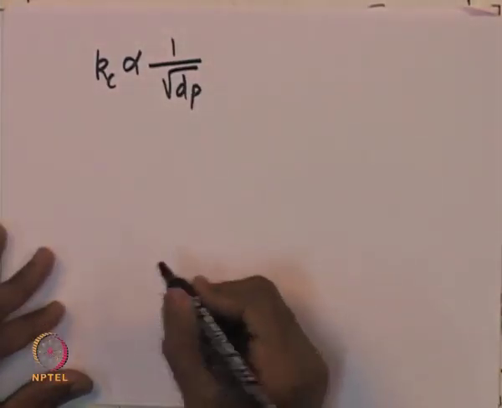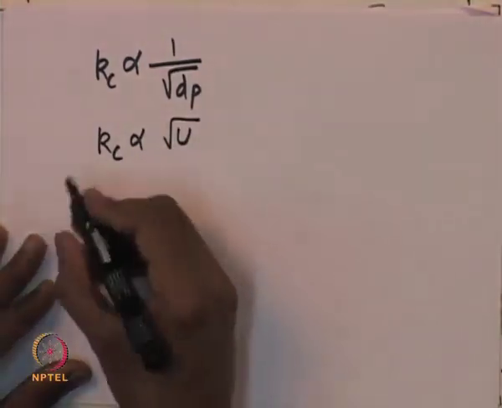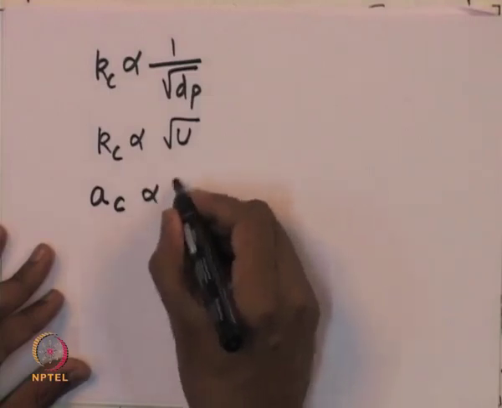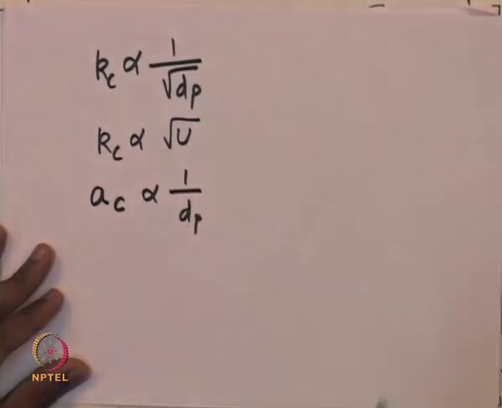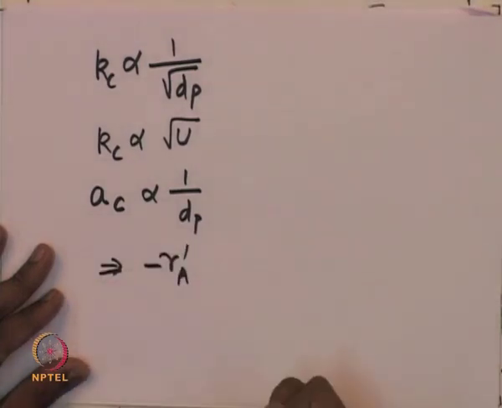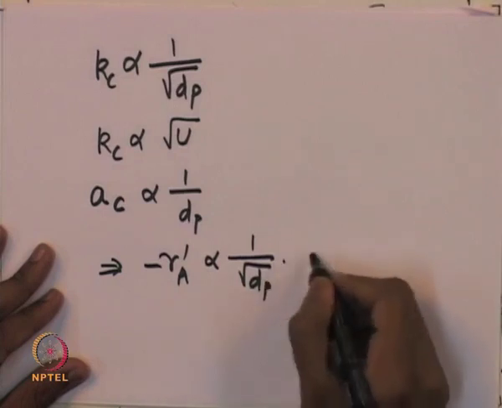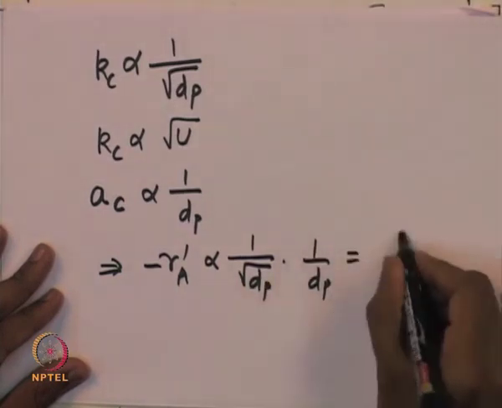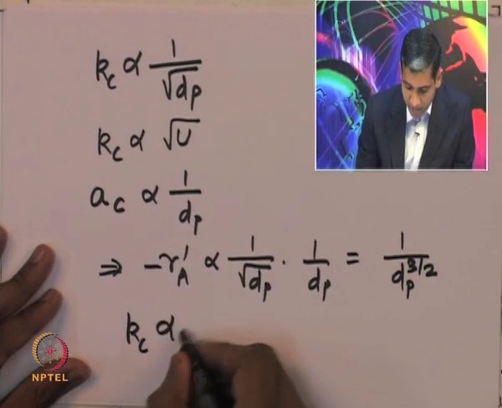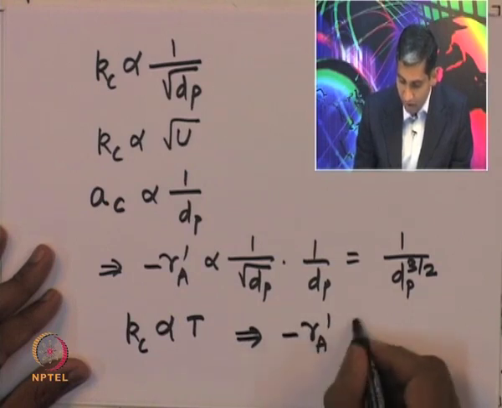In addition, the mass transport coefficient is proportional to the square root of the superficial velocity. The surface area per unit volume of the catalyst is proportional to 1 by dp. Therefore, the reaction rate of that species is proportional to 1 by square root of dp into 1 by the diameter of the particle, which is 1 by dp to the power of 3 by 2. And the mass transport coefficient Kc is proportional to the temperature at which the reaction is conducted, which means the reaction rate is proportional to temperature.